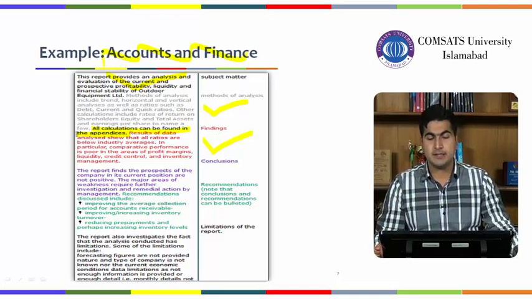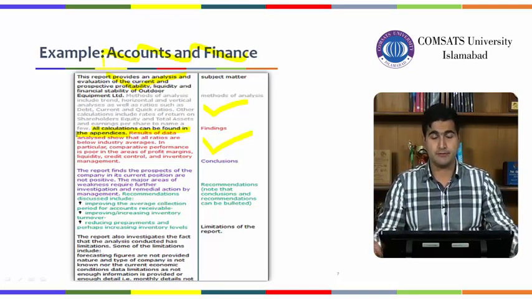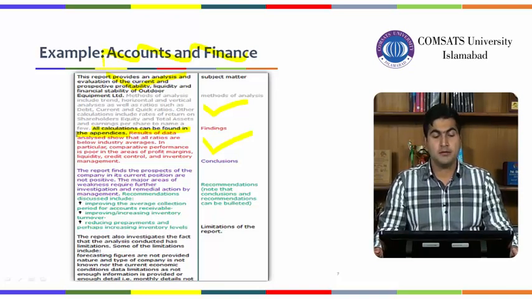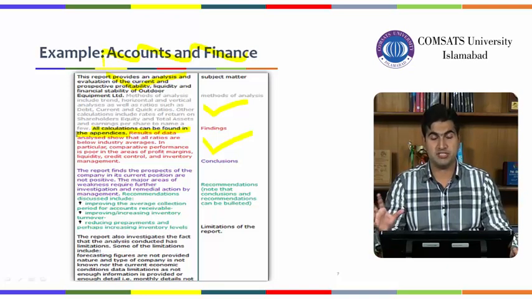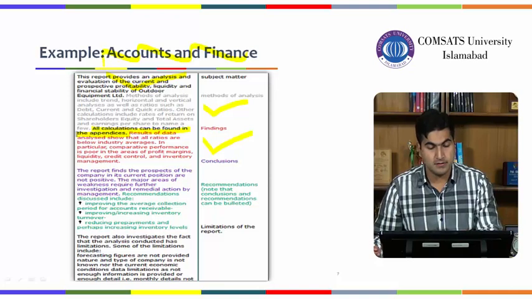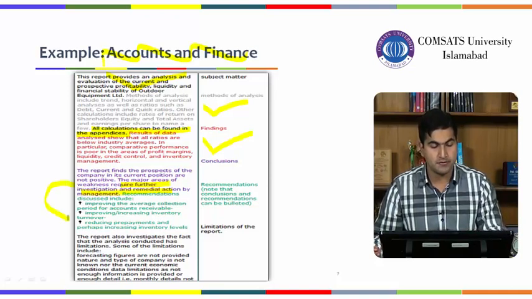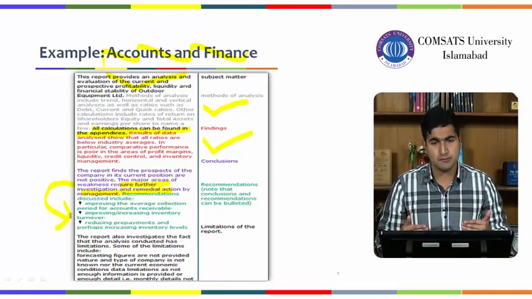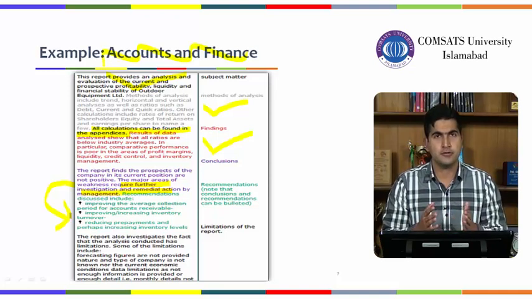Right after the findings, the next section is the conclusion. Just the way we had a look at the previous sample, look at the text in purple. The report finds the prospects of the company in its current position are not positive. This is a basic conclusion. Major areas of weakness require further investigation and remedial action. Meaning this area is paving the way for the recommendation. That's how you create space for the information which is supposed to come ahead. So this was an indication that some sort of solutions are coming ahead.